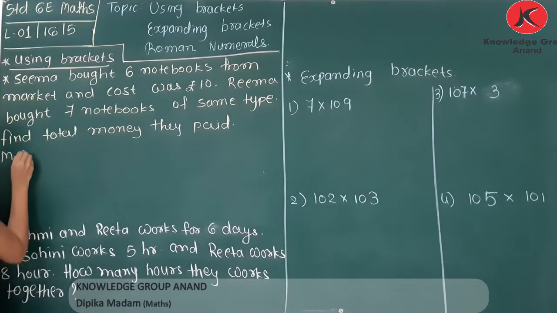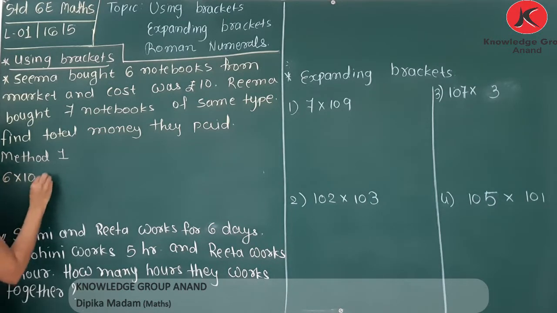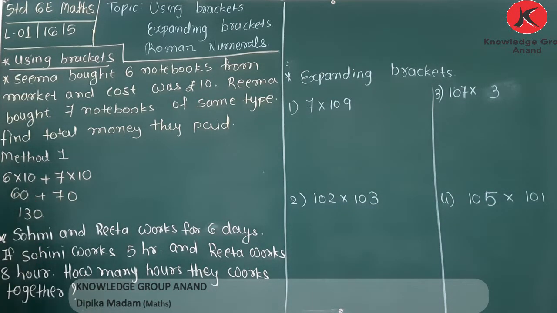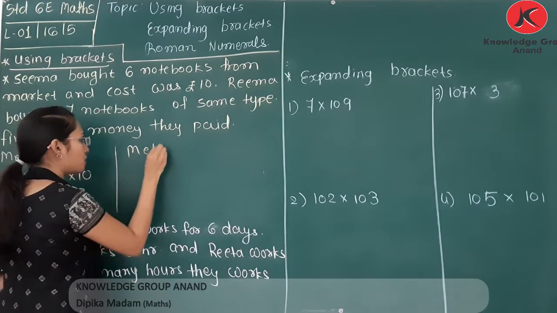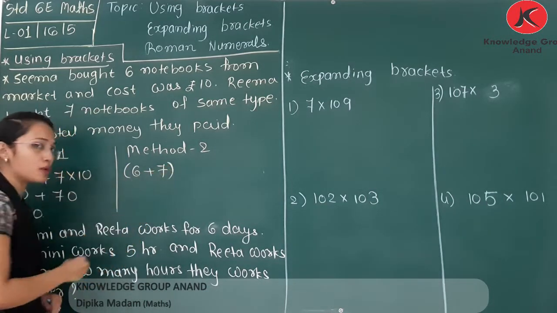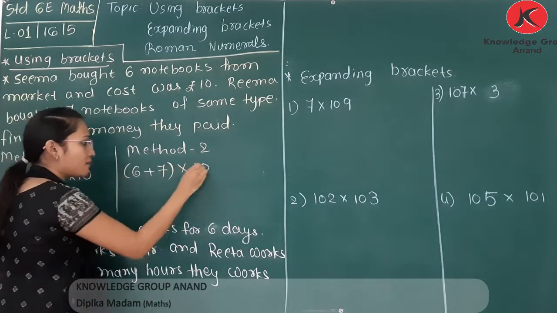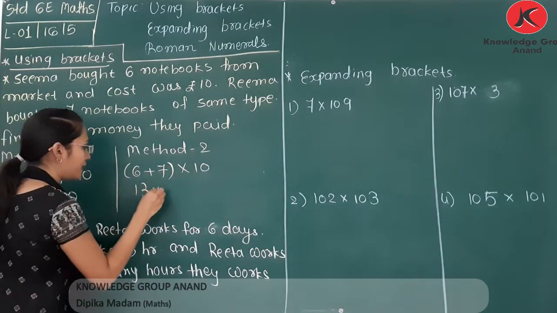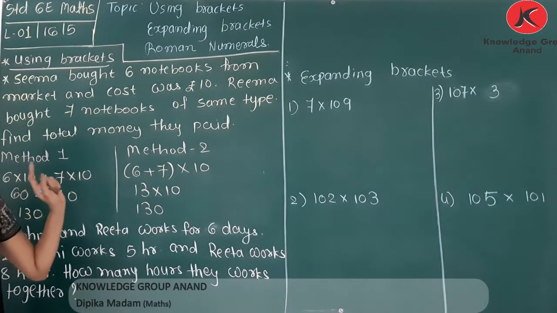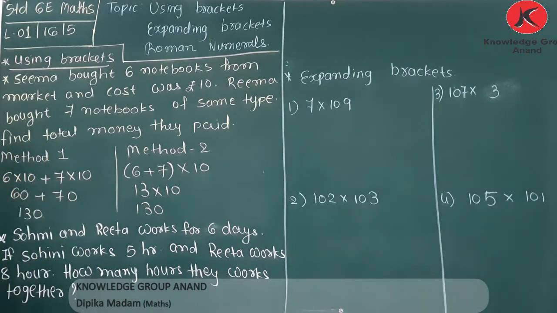So for method 1, we can find the cost of 6 notebooks and the cost of 7 notebooks and the addition of that is 60 plus 70, 130. Okay, now using a bracket, that is method 2. What we have to do? First we find the total notebooks. 6 plus 7, this is the bracket, multiply with 10. 13 multiply with 10, 130. You can see the answer with the bracket and without bracket is the same, but the method with the bracket will be easier. Okay, this is the use of bracket in a situation.